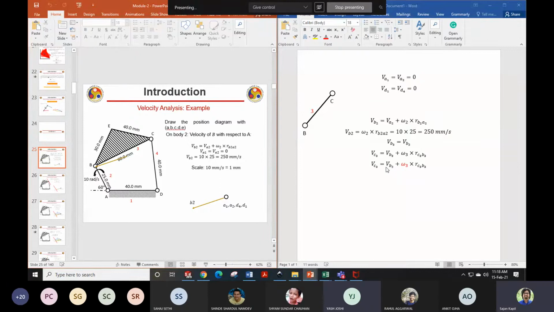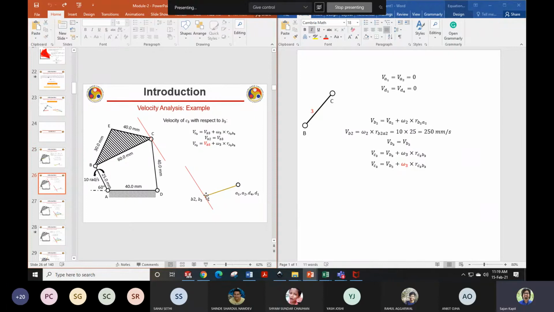Correct. Very good. So what I see from this equation is that VC3, the velocity of C when it is assumed to be on body 3, will be equal to B2 or B3, anything. So even I can write here B3. Isn't it correct? Yes. So let us go to the next slide. This is the point where B2 and B3 both are there.